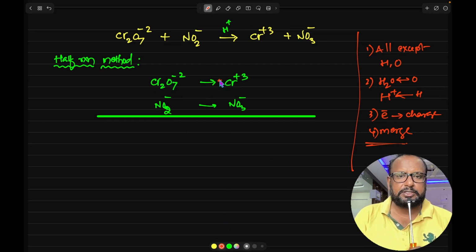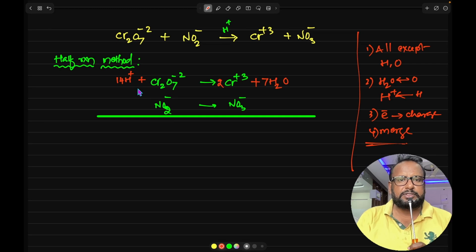Chromiums are 2, so I'll take 2 here. Oxygens are 7, so I add 7 H2O on the right side, which gives me 14 hydrogens, so I add 14 H+ on the left side of the reaction. Now we'll count the charges. 2 into 3, 6 charges are here. Here 14 positives, 2 negatives, so it's 12 positives. So I need 6 electrons here. This is the first reaction which has been balanced.